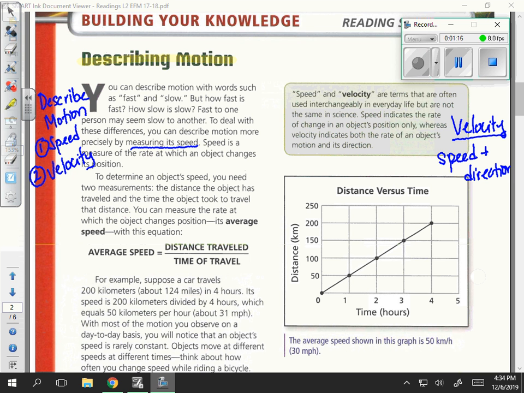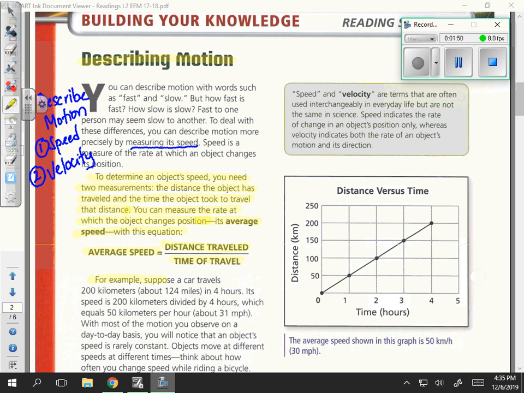And the difference between speed and velocity is that they both measure how fast or slow something's going, but velocity measures its change in direction as well. To determine an object's speed, you need two measurements: the distance the object has traveled and the time the object took to travel that distance. You can measure the rate at which the object changes position, its average speed, with this equation. Average speed equals the distance traveled divided by the time of travel.